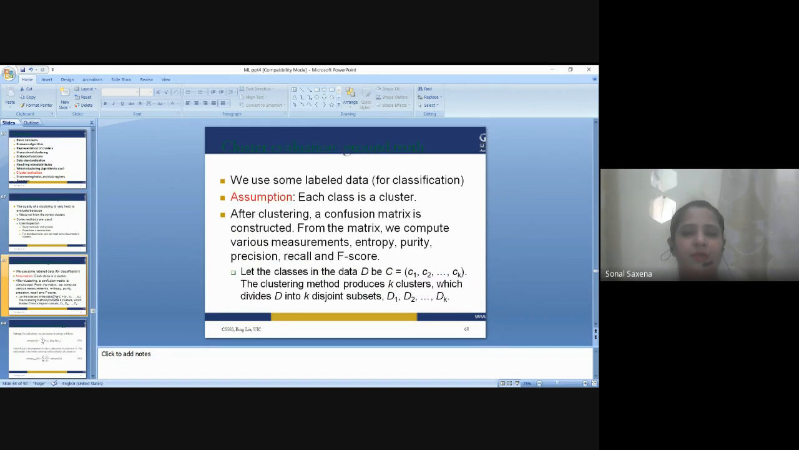Then we can use labeled data for classification, where the assumption is that each class can be taken as a cluster. After clustering, a confusion matrix is constructed. From the matrix, we compute various measures based on entropy, purity, precision, recall, and F score.